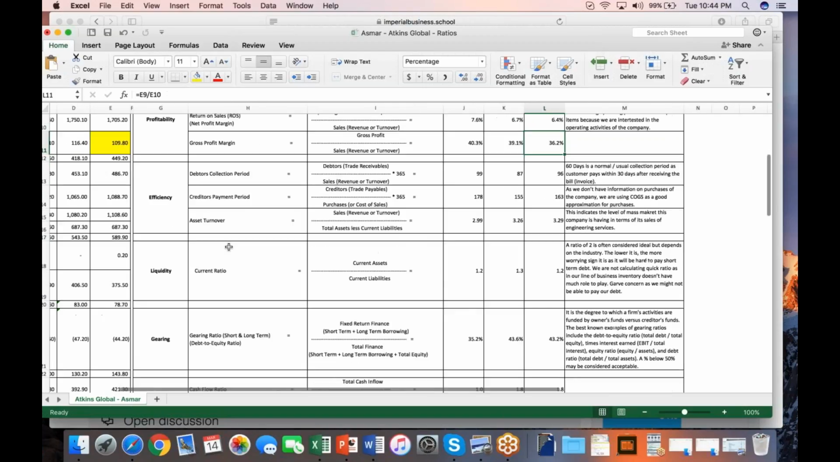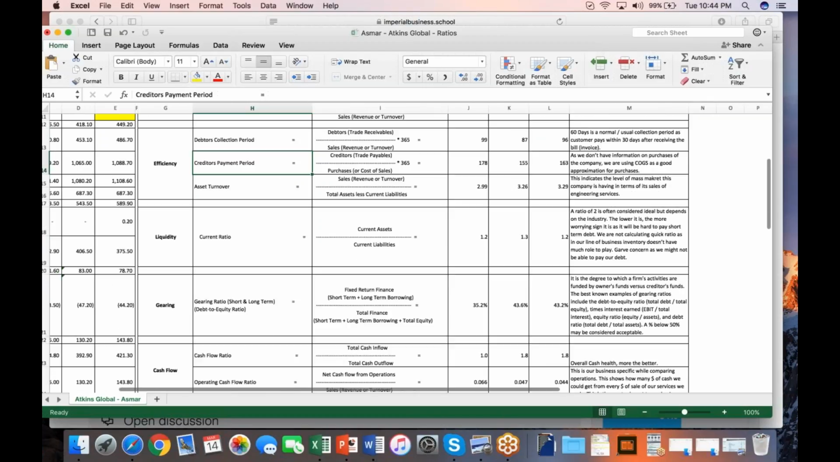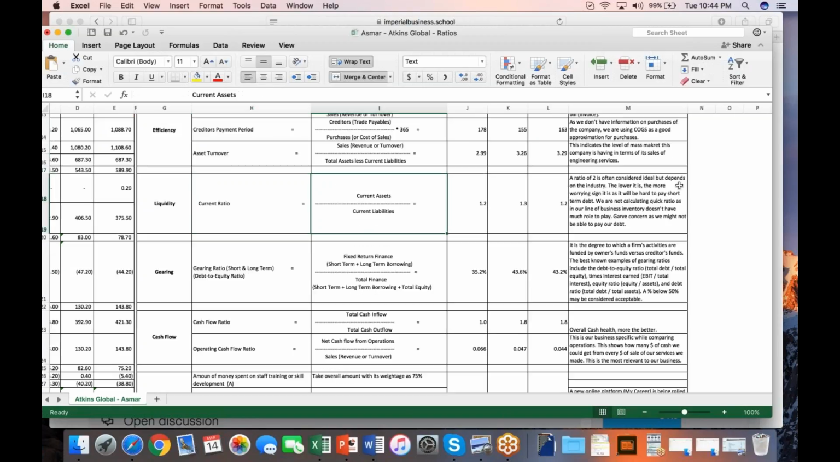Okay. Now we have liquidity. Liquidity is not a problem. Current assets divided by current liabilities. We all have these numbers. A ratio of 2 is often considered ideal, but it depends on the industry. The lower it is, the more worrying a sign it is. So mine is 1.2, 1.3, which is very bad, and it will be hard for us to pay the short-term debt.